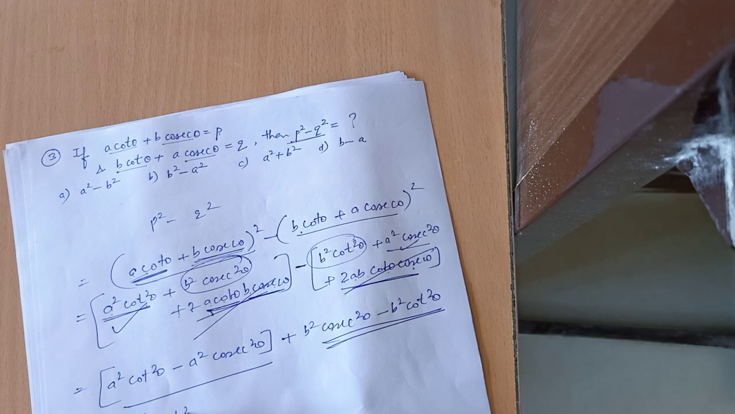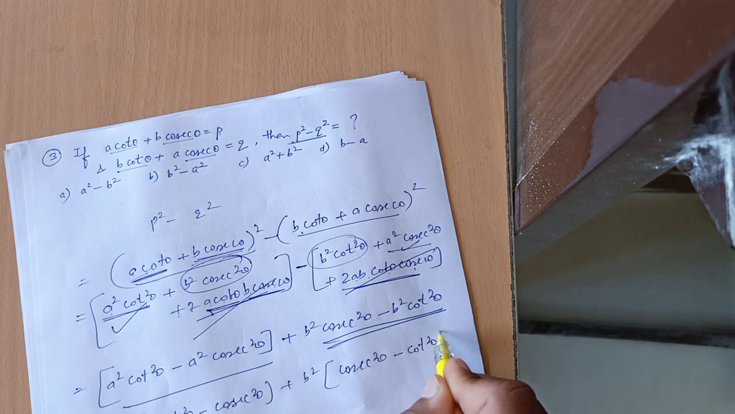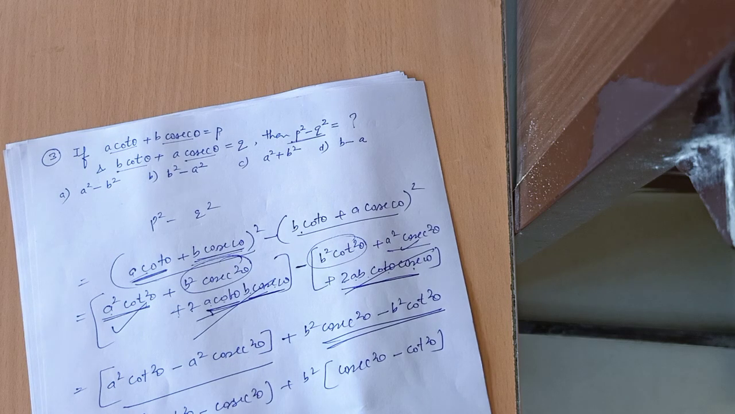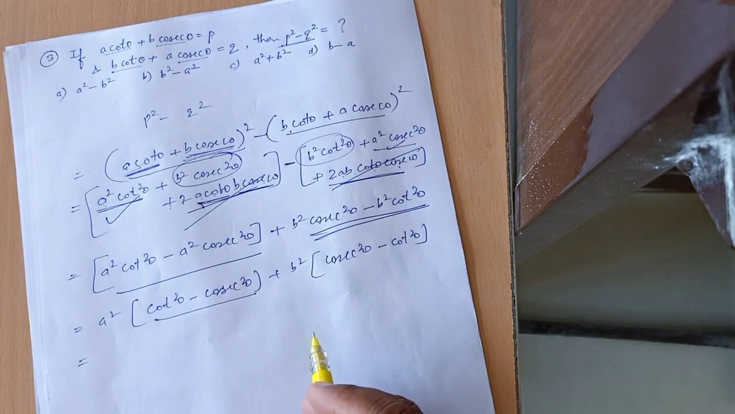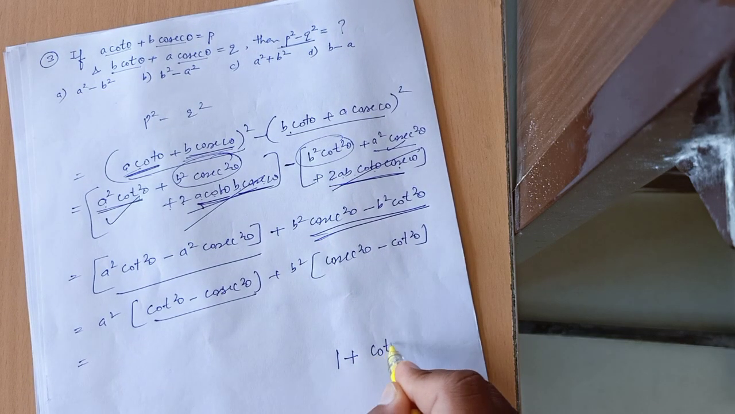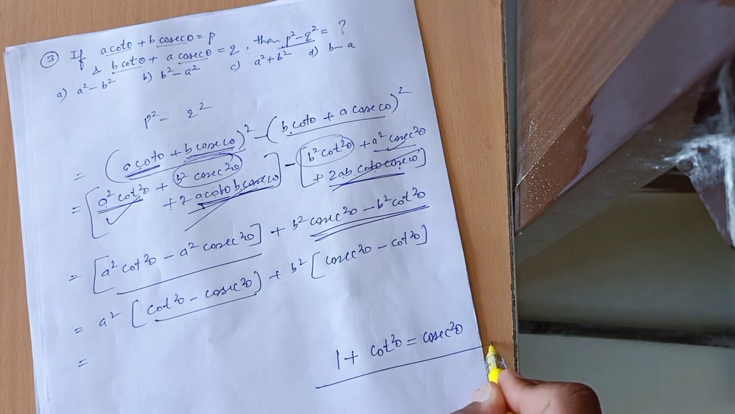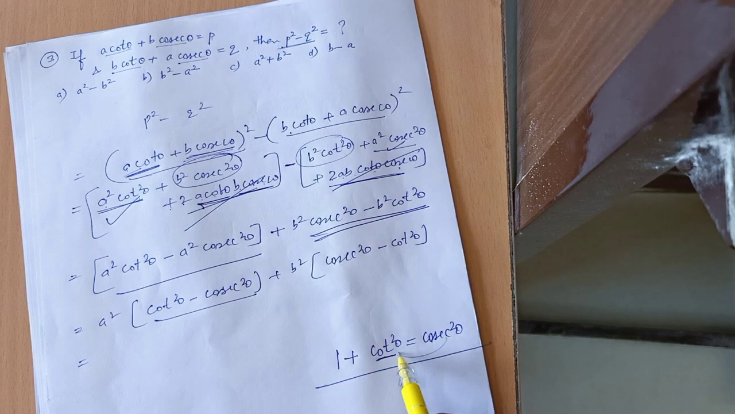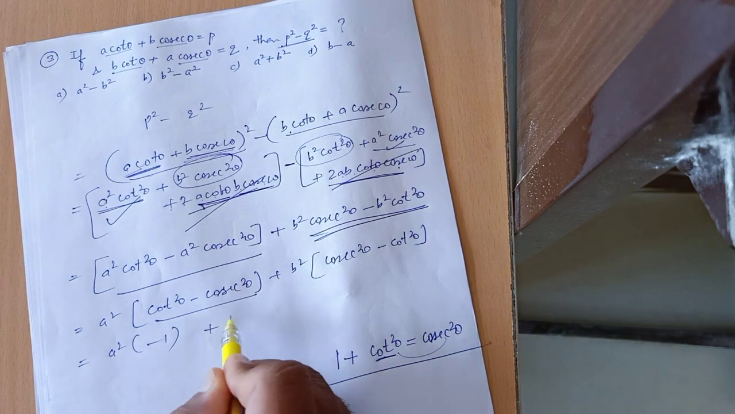It will be cot square minus cosec square, b square, cosec square minus cot square theta. So what is cot square minus cosec square theta? What was the identity? The identity was 1 plus cot square theta is equal to cosec square theta. So cot minus cosec will be minus 1. So it is minus 1.